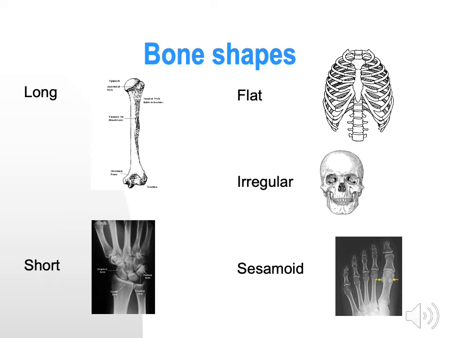Our final bone shape for classification here is a sesamoid bone. Sesamoid bones develop inside particular tendons, and this tends to happen where there's a lot of friction, a lot of tension, a lot of physical stress, which could cause damage to those tendons. The number of sesamoid bones that we all have can vary from person to person. They're usually very, very small.